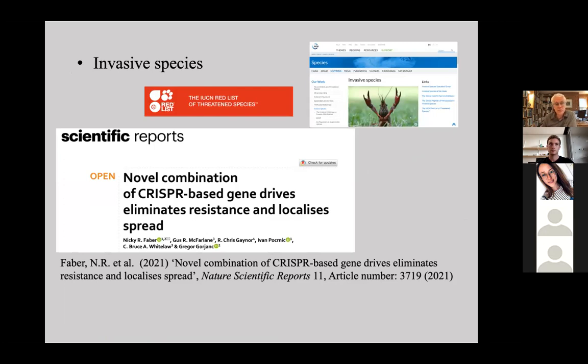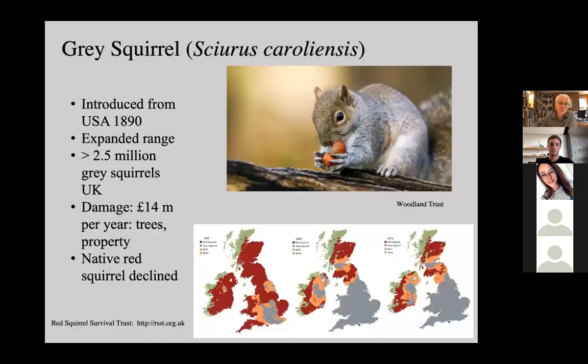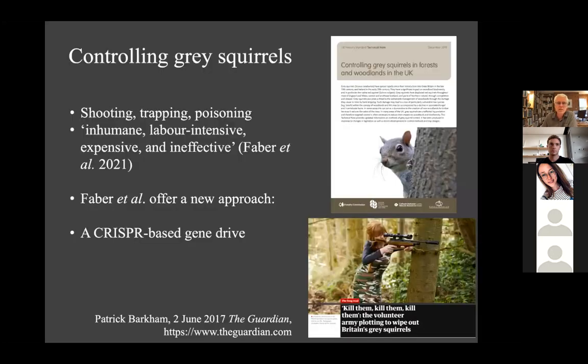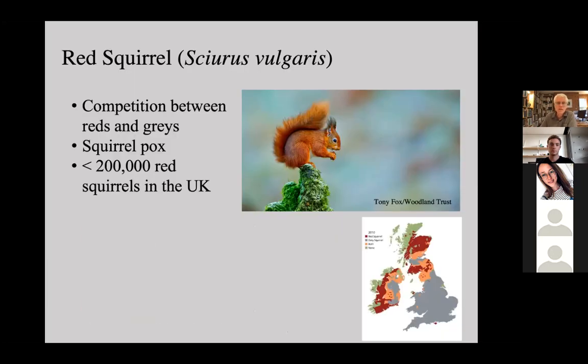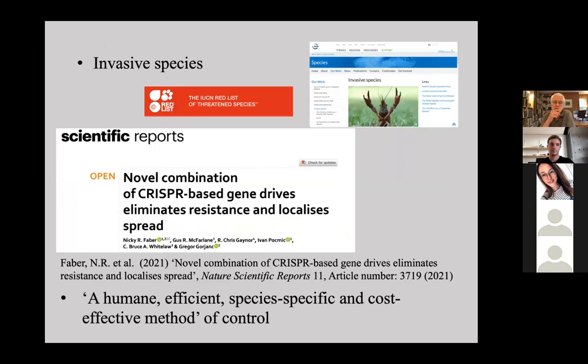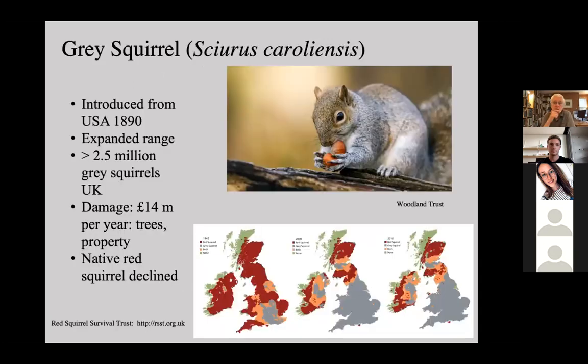Well, yes, you could. Here's a paper that came out earlier in the year from the team led by scientists at the Roslin Institute in Edinburgh, looking at the possibility of CRISPR-based gene drives to get rid of a species which is a real problem in the UK, which is the grey squirrel. Very cute, but very destructive. It came in from the USA. It was introduced deliberately on the grounds that it looked cute in those days, 1890.